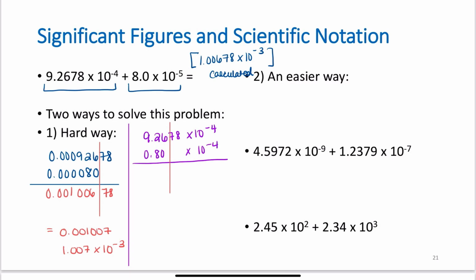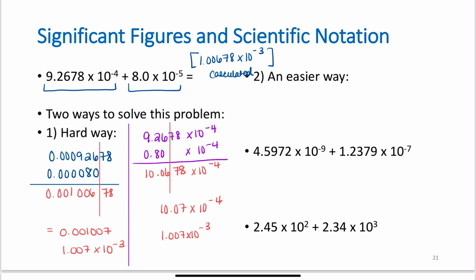Following the same process, when I add these up, I see I get 10.0678 times 10 to the negative 4. Round that to 10.07 times 10 to the negative 4. But by scientific notation convention, we wouldn't leave it like that. We would write 1.007 times 10 to the minus 3. Okay, so those are the two harder ways to solve it. Doable, but harder, especially if you're in a hurry.